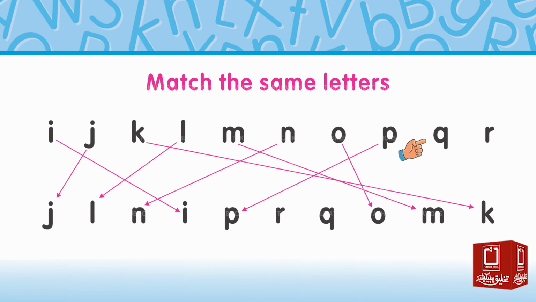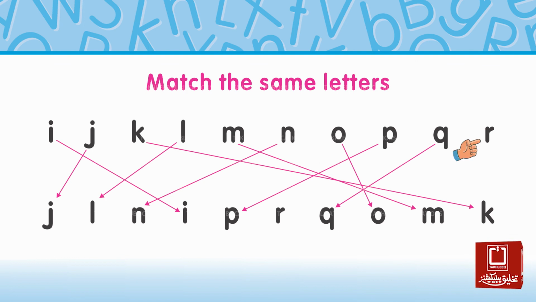This is small letter Q. Now we search small letter Q in the second row. J, L, N, I, P, R, Q. Yes, this is small letter Q. So we match both small letters Q.